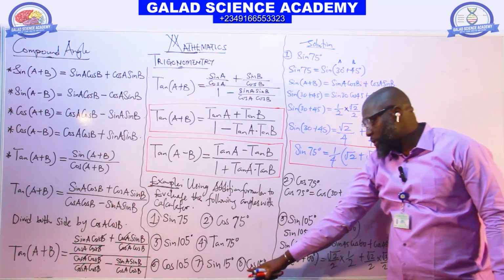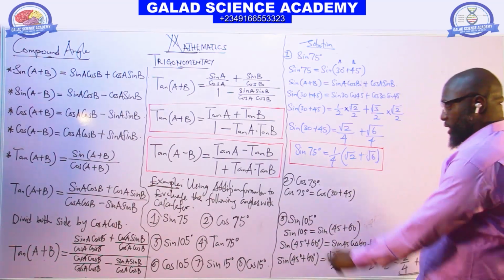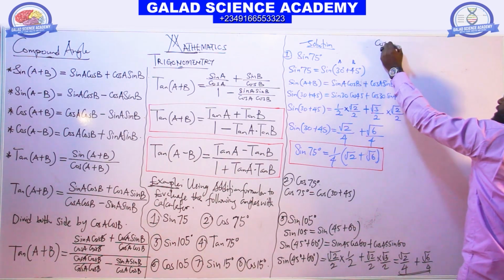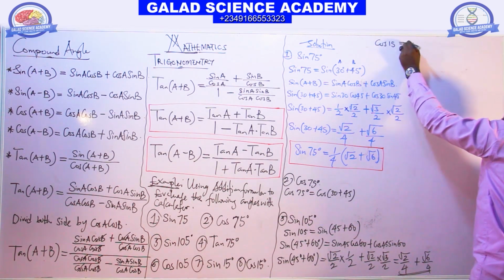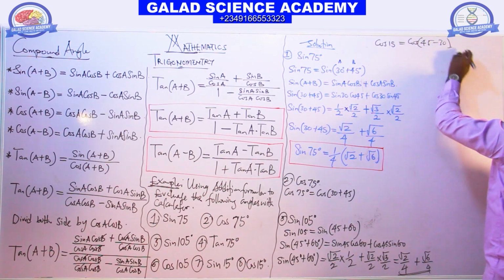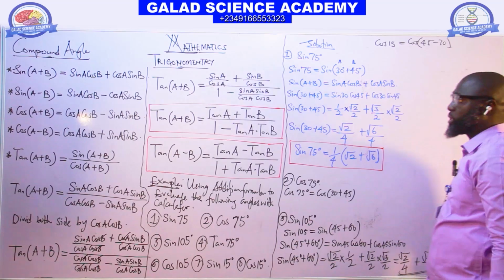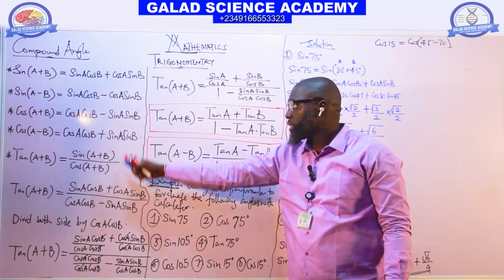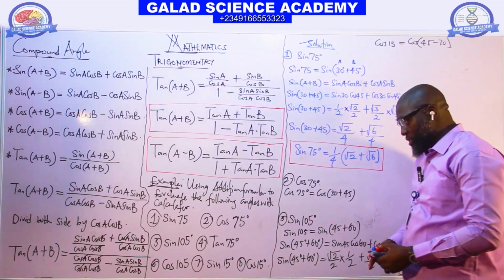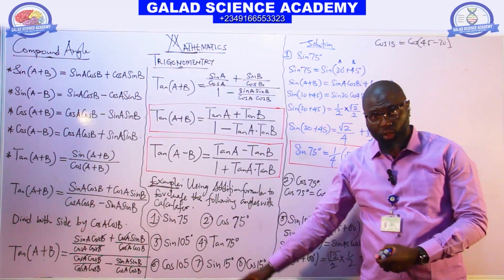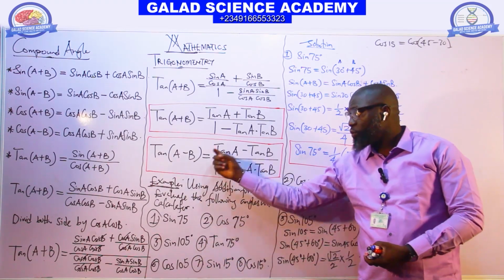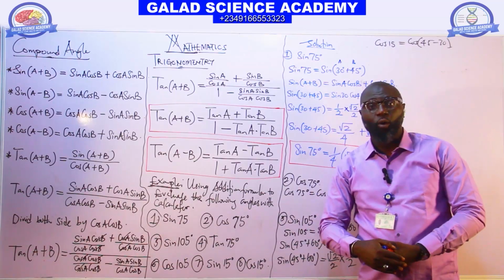But if we want to split 15, the 15 is what? If you have cos 15, it's the same thing as cos 45 minus cos 30. So you now apply the compound angle addition formula. Please try and solve all these questions. Those are the application of the addition formula under compound angle.